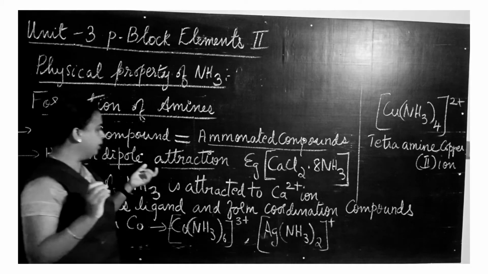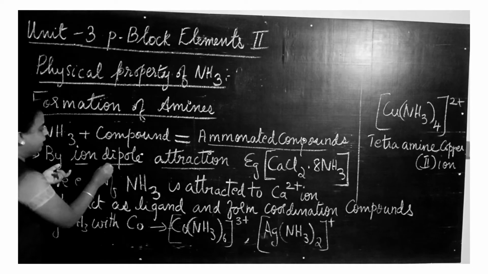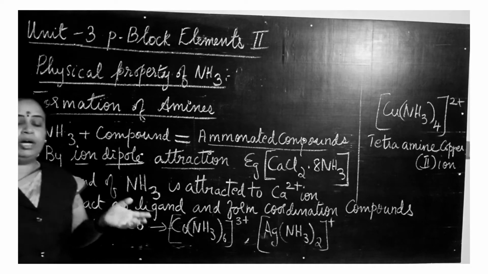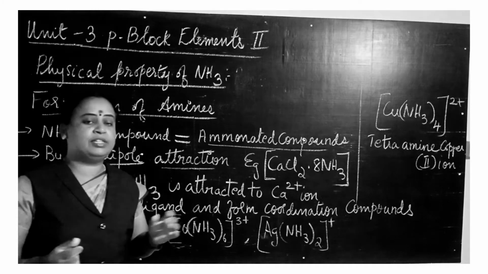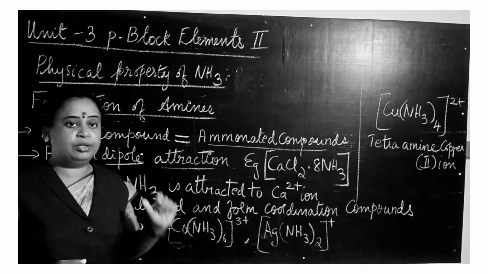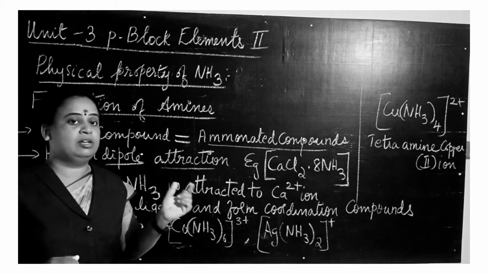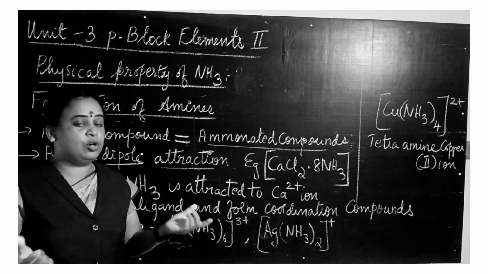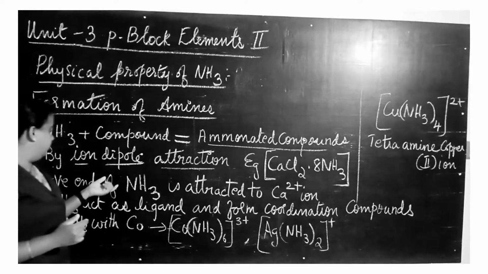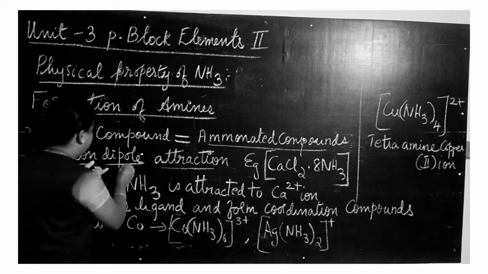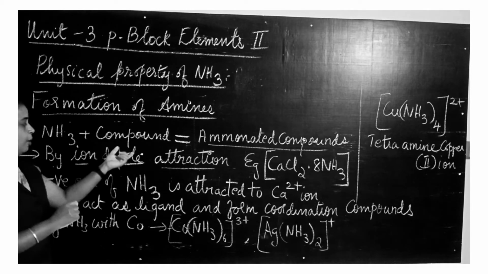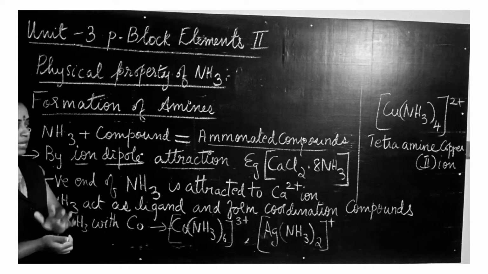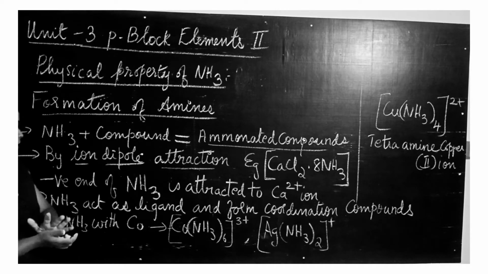Fine. Now here we should understand what this ion-dipole attraction is. Dipole means two equal and opposite charges separated by a particular distance, right? That is called a dipole. So when ammonia combines with a compound, an ion-dipole attraction is seen. As a result they form an ammoniated compound.